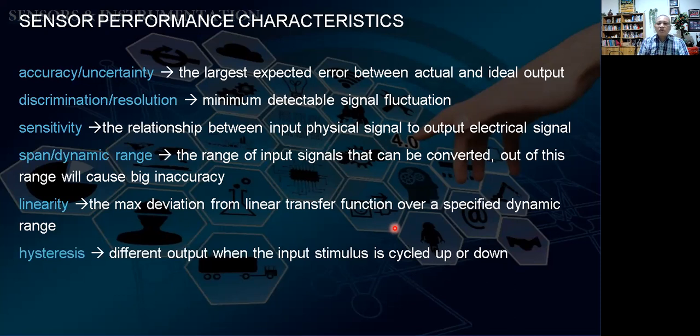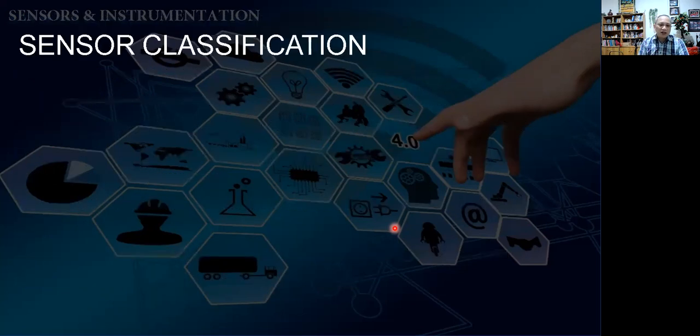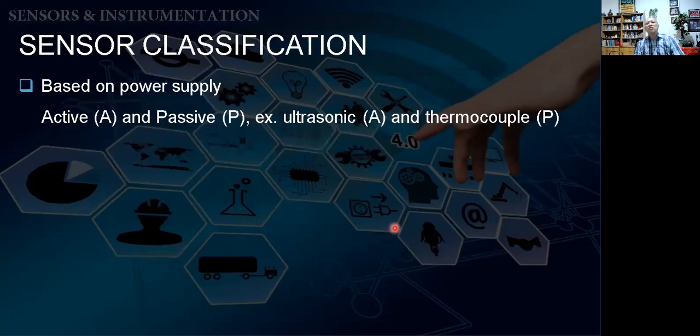Hysteresis is also about when the same input can result in different output. When it is cycling up and then cycling down, going back to the original input, it doesn't go back the same way as it was going before. Noise is a random error signal. We should avoid this, that's why we need filters and so on. Okay, so sensor classification.